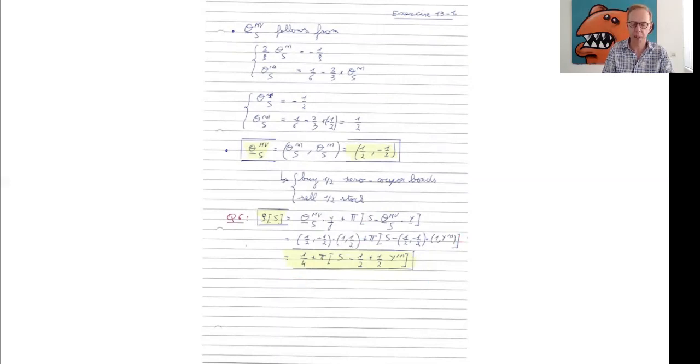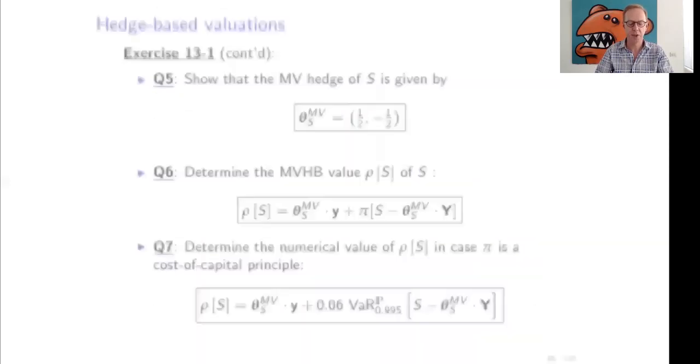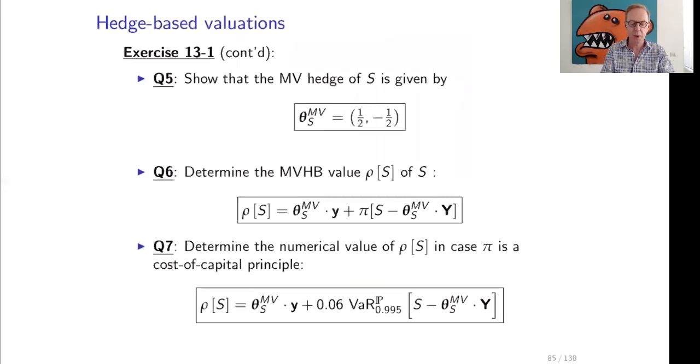1 over 4 plus pi of S minus 1 over 2 plus 1 over 2 Y1. That is the general expression for question 6. And then we can go to question 7. Now we will look at the special case of question 6 by assuming that pi is the cost of capital principle with the cost of capital of 6%, and where we look at the value at risk at the 99.5 percentile. Let's have a look at the solution of question 7.